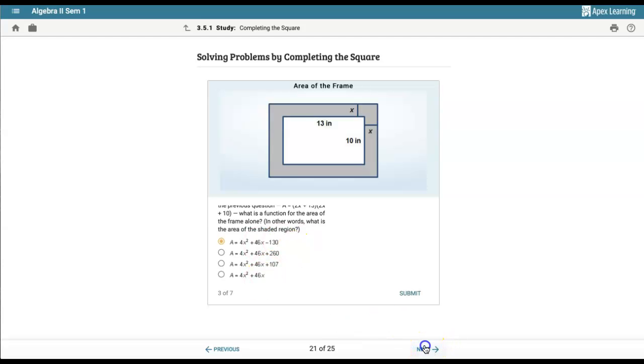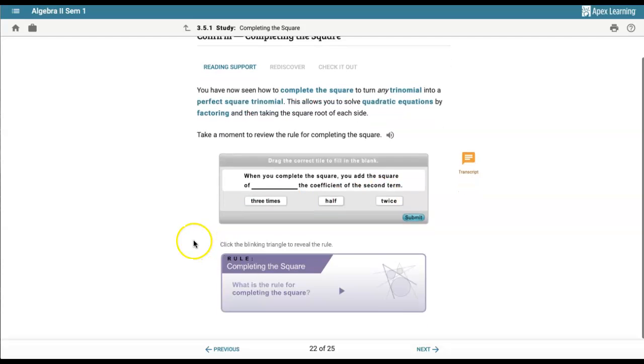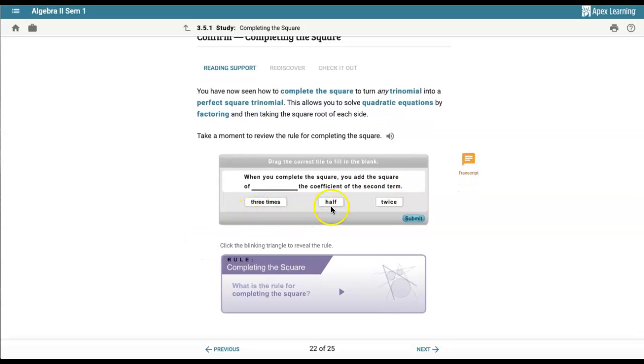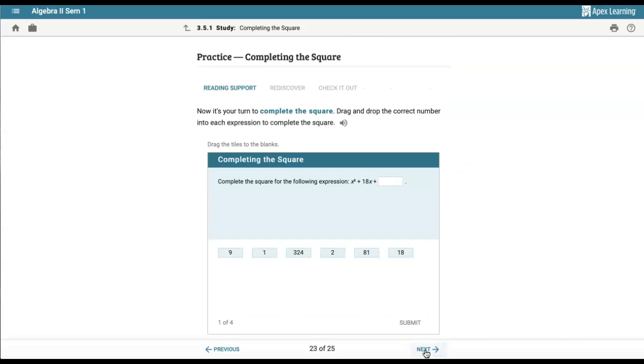Okay, so we'd have to be really careful. When you complete the square, you add the square of half of the coefficient of the second term. So that's b divided by 2, and then we square that. That's going to be really helpful here moving forward. So 18 divided by 2 is 9. 9 squared is 81.